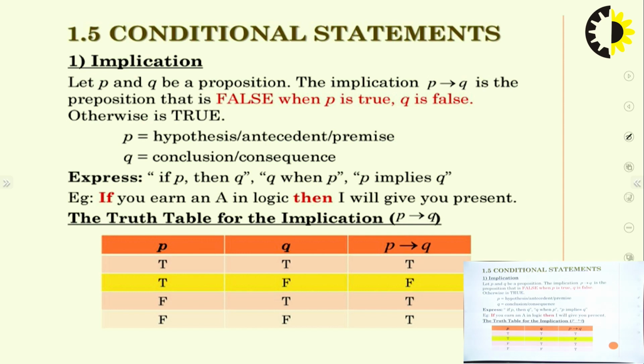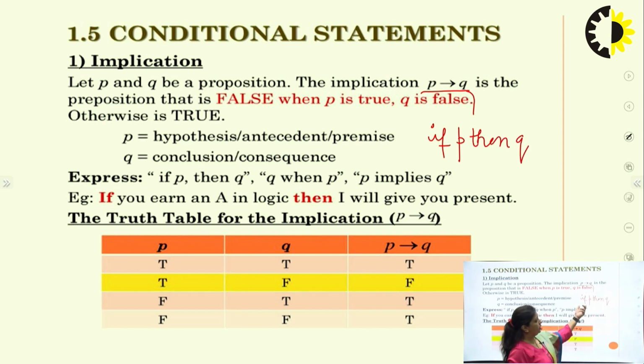Now we have two conditional statements. The first one is known as implication. If I have two propositions P and Q, and I have an implication P implies Q, this symbol is basically used to show the implication. Then this is a proposition which is false only when P is true and Q is false. Otherwise it is true. It basically means if P then Q. This is the meaning of implication.